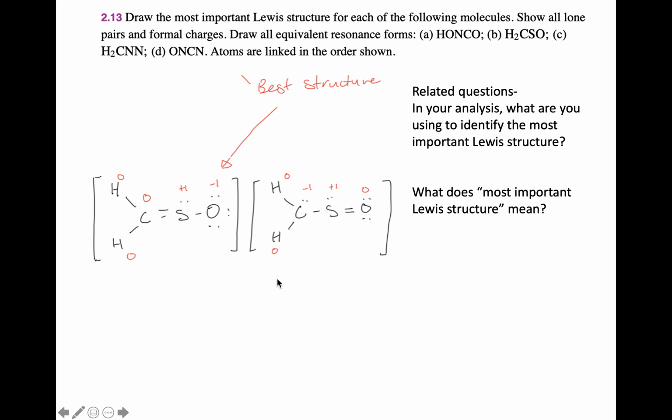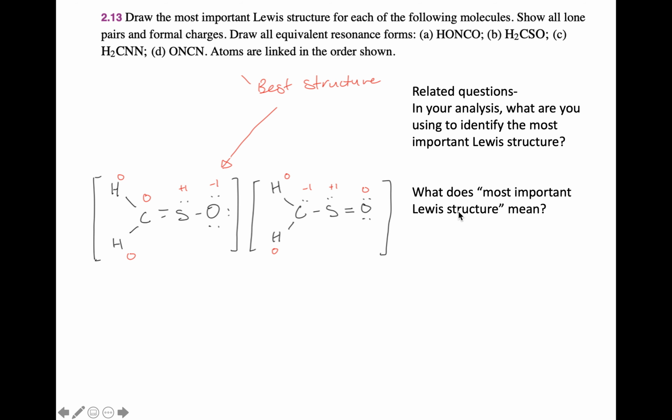Here was an example of one where the task was to evaluate and then consider what would be the most important Lewis structure. So I like this analysis where different Lewis structures were being drawn. It's clear that different formal charges were being evaluated. What I would add to this, we'd want to be able to do that task, but then also explain our reasoning. Related questions might be, well, in your analysis, what are you using to identify the most important Lewis structure? My hunch is you're looking at aspects of the octet rule and formal charge. So what does that mean and how are you applying them?